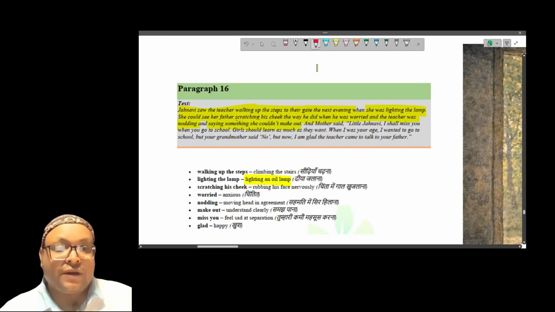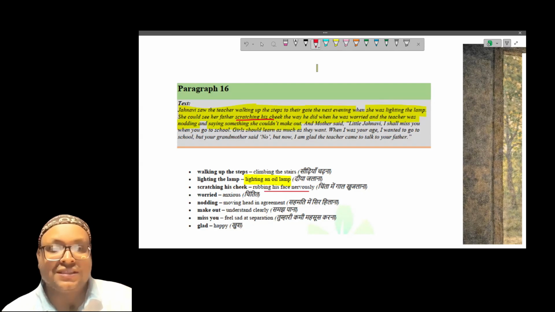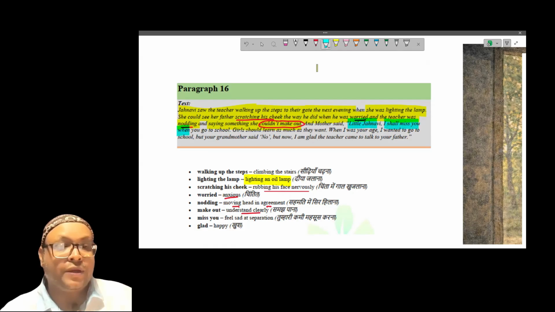Look carefully. Father was scratching his cheek. What is scratching his cheek? Rubbing his face nervously. And he does this when he's basically worried. What is worried? Anxious. And the teacher was nodding. What is nodding? Moving head in agreement. And saying something she could not make out. Look at "could not make out." It tells, understand clearly.